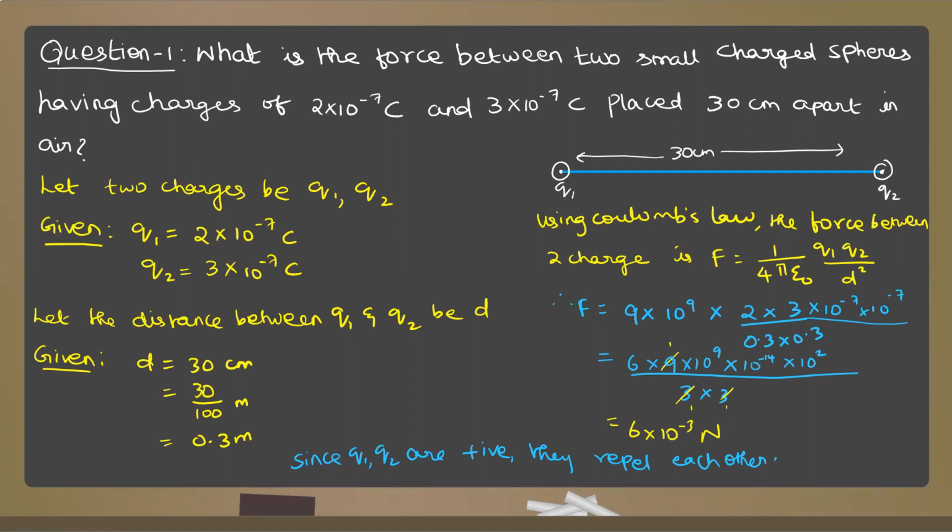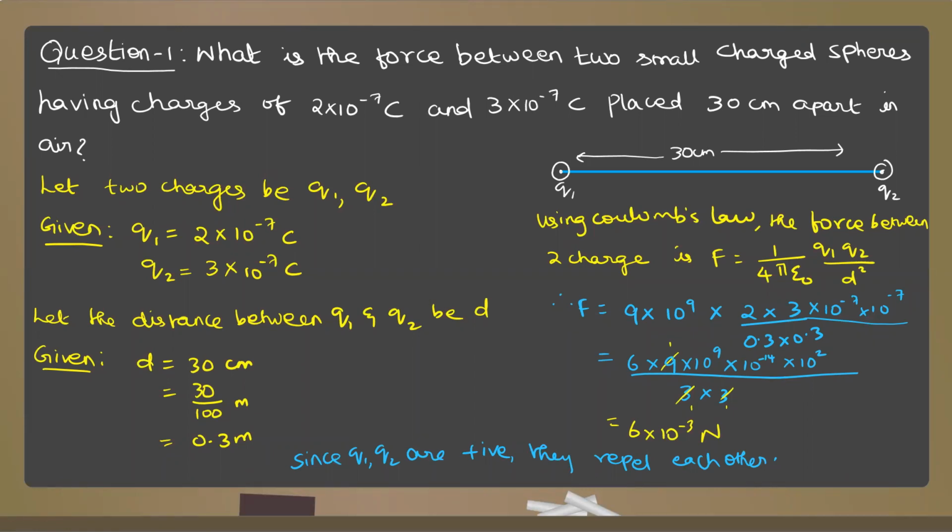So let us assume the two small charged spheres as Q1 and Q2 and the distance between them as d. So Q1 will be 2 into 10 to the power minus 7 coulomb. Q2 will be 3 into 10 to the power minus 7 coulomb. So we are assuming that as Q1 and Q2. And the distance they have given in the question is 30 centimeter. So d is equal to 30 centimeter.